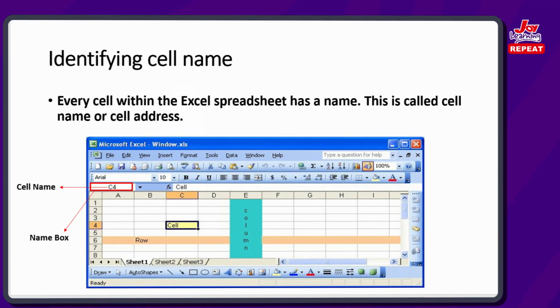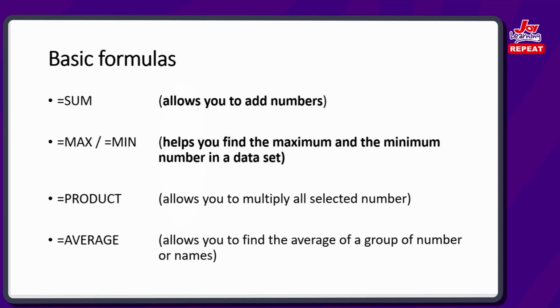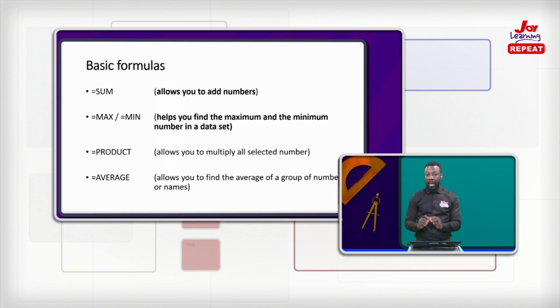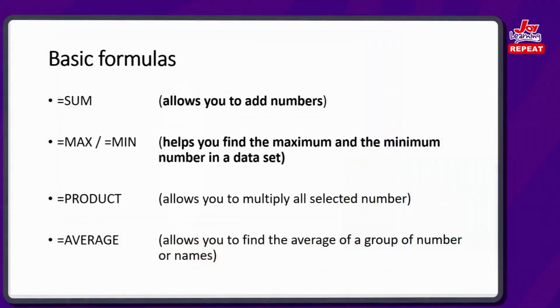Now, I want us to look at a few formulae that we'll be using when we start our practical demonstration. The first one is equal to sum. Anytime we use equal to sum, it simply means it allows you to add numbers. When we use equal to max, or equal to min, then we are talking about helping you find the maximum number when we are talking about max, and the minimum number when we are talking about min.